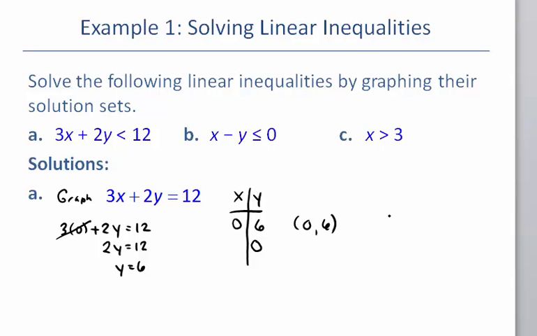If the y value is 0, 3x plus 2 times 0 is equal to 12. The 2 times 0 cancels out, leaving us 3x is equal to 12. And we know that 3 times 4 is equal to 12. So we also will have the point (4, 0). So what I can do now is I can go to a graph and plot those two points, (0, 6) and (4, 0). And you'll see that that's been done on the next slide.